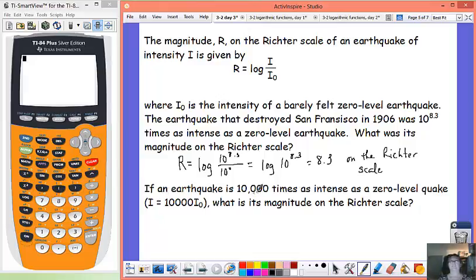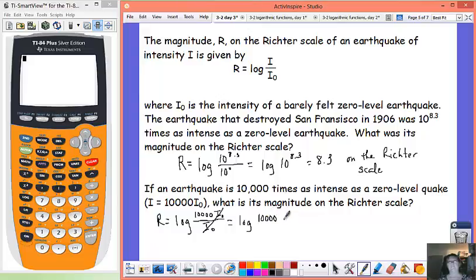If an earthquake is 10,000 times as intense as a zero-level quake, that is, if I is 10,000 times I sub O, what is its magnitude on the Richter scale? Well, here's what the formula says. It will be the log of 10,000 I sub O over I sub O. And anybody who knows their fractions knows that that cancels out. So really we're asking for the log of 10,000.